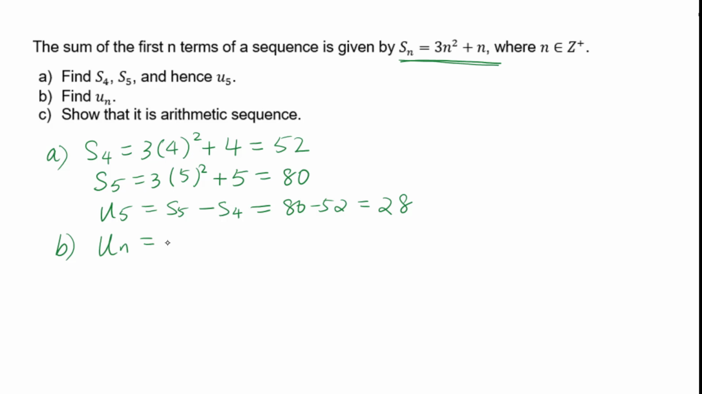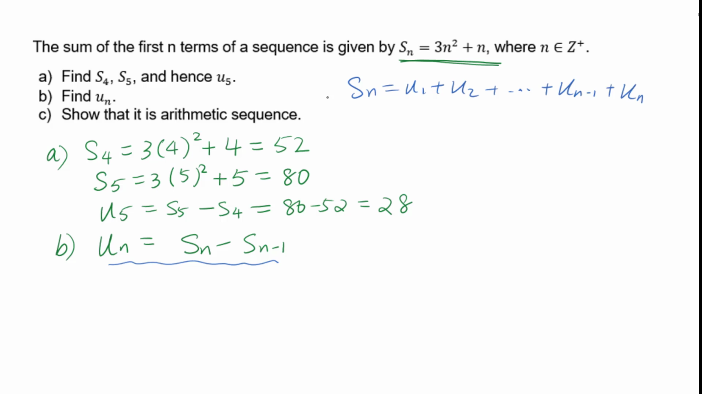For B, find the U sub n. Because U sub n equals S sub n minus S sub n minus 1, I'll show you the reason why we have this formula. We know S sub n equals U sub 1 plus U sub 2 plus up to U sub n minus 1 plus U sub n. And S sub n minus 1 equals U sub 1 plus U sub 2 until U sub n minus 1. Then I subtract.